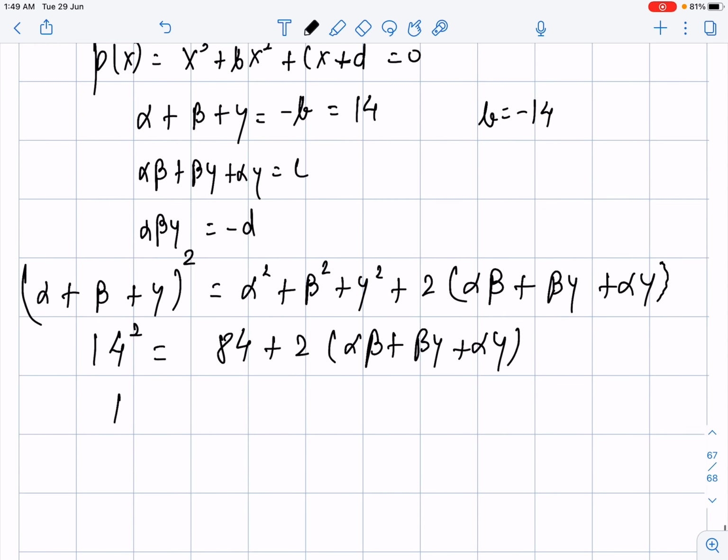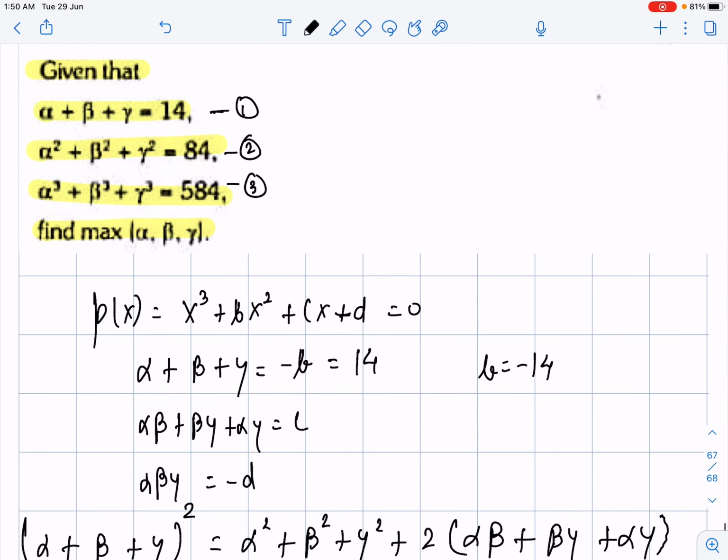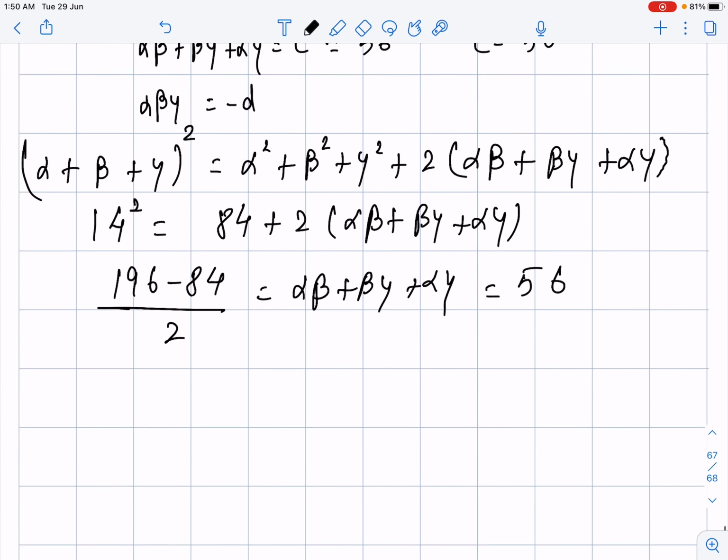That means what? 196 minus 84 divided by 2 is equal to alpha beta plus beta gamma plus alpha gamma. So that will become 56. Yeah, right. So we can write it as 56 over here. So C will become 56. Now let's move on and see the value of D.